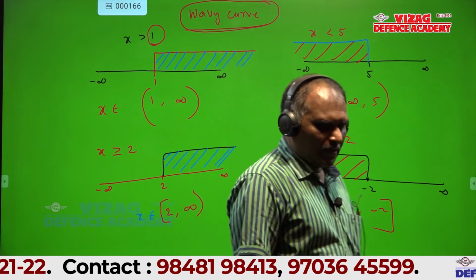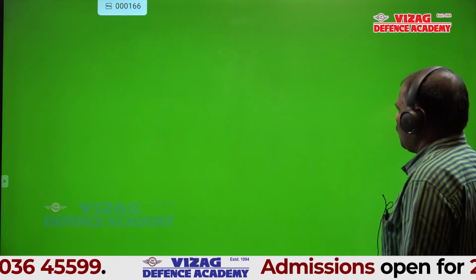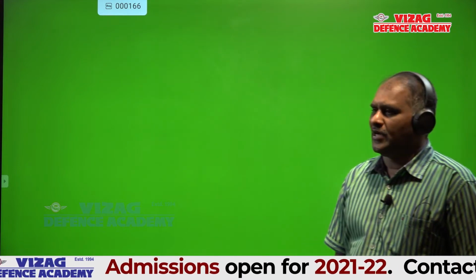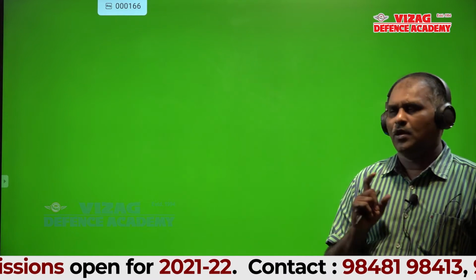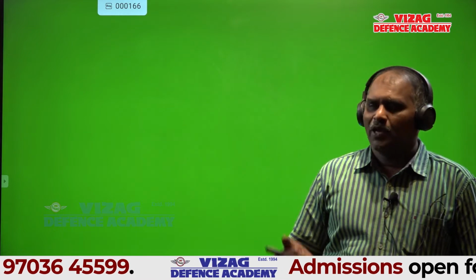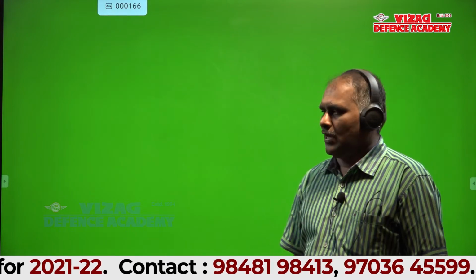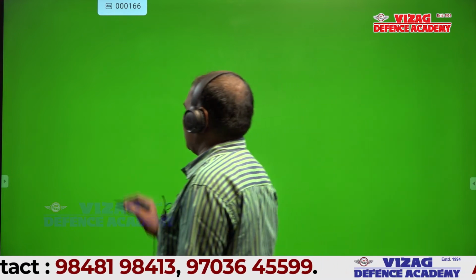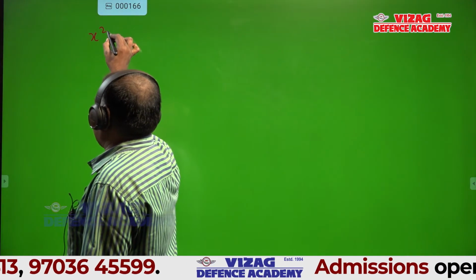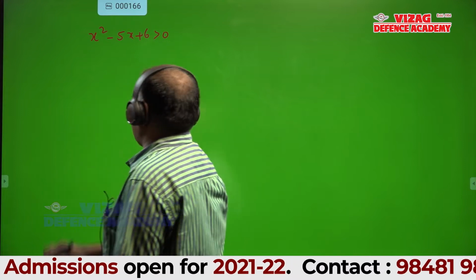Completed, sir? Yes, sir. Okay. Here there is a simple equation, not a quadratic. To find the interval, where do you use an open bracket and where a closed bracket? Already explained. For example, suppose the quadratic x square minus 5x plus 6 is greater than 0.